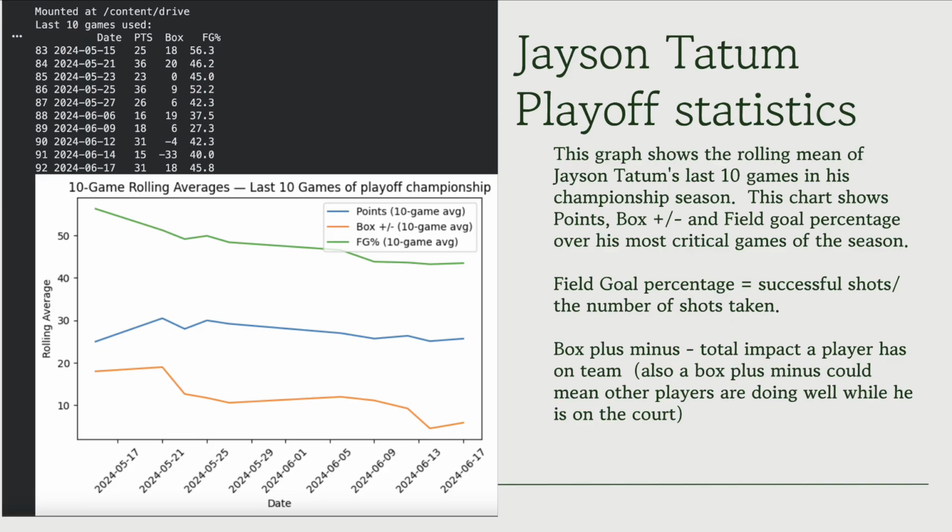This indicates that despite having a low field goal percentage, he's still finding a way to impact the Celtics positively in different ways. This could be by assisting his other teammates or playing really great defense. It also could mean that maybe Jayson Tatum doesn't shoot the ball well in very high-stress situations, such as the NBA Finals. Knowing these statistics is very important for creating a game plan for the Celtics when they go into these very intense situations in the NBA Finals.